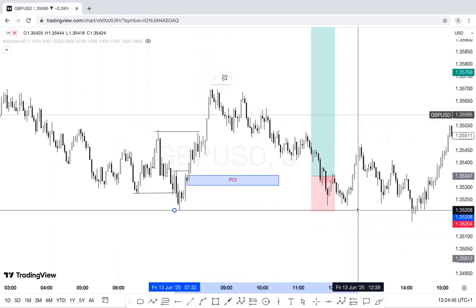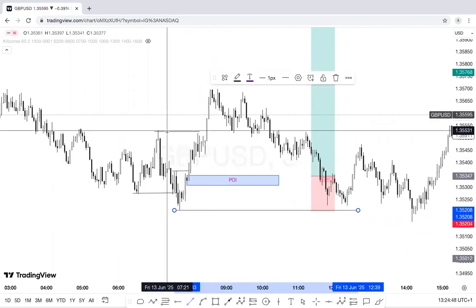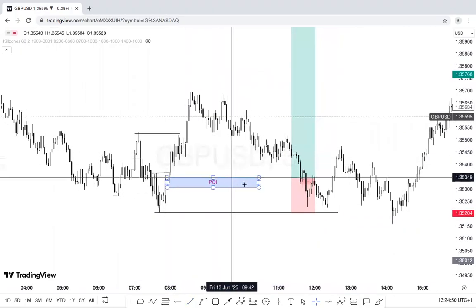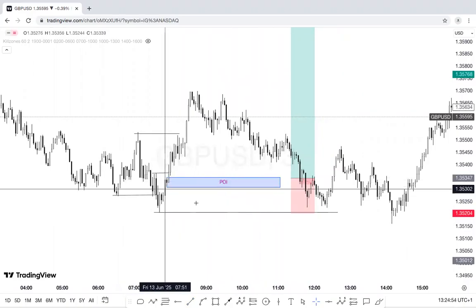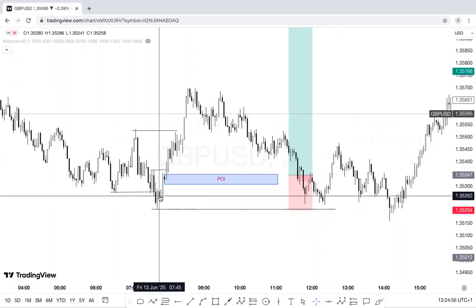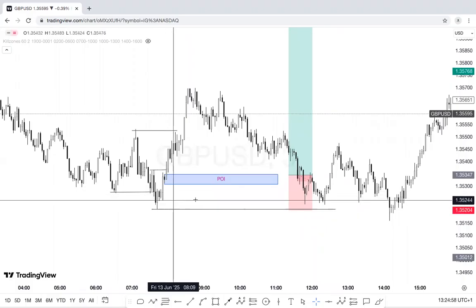So when I see this change of character, I said this market structure shift, then obviously I should be buying from this order block, right? This order block right here. Because this order block, right? If you're buying from here, this order block, right?